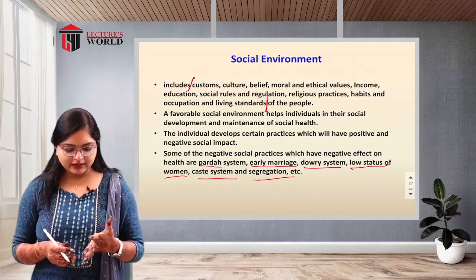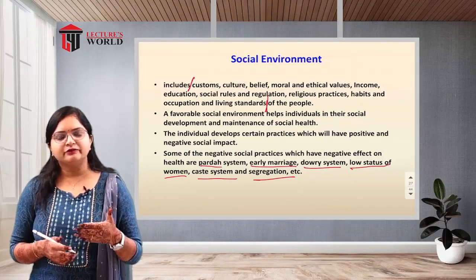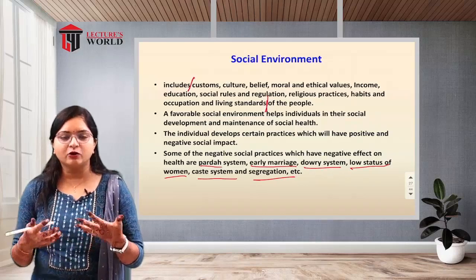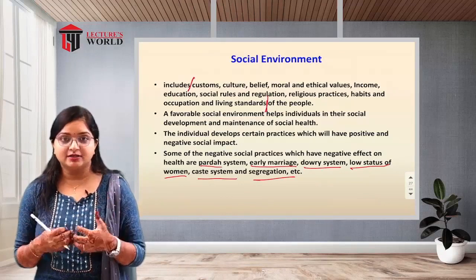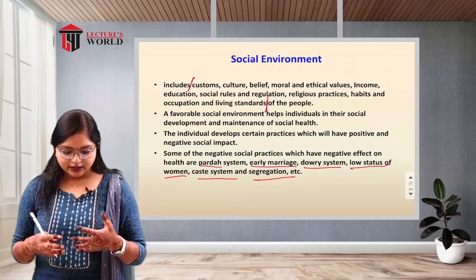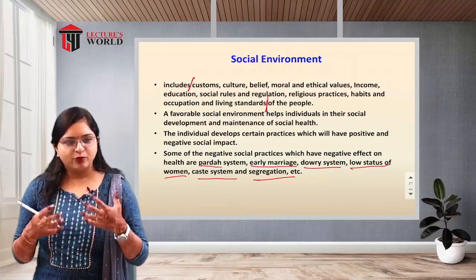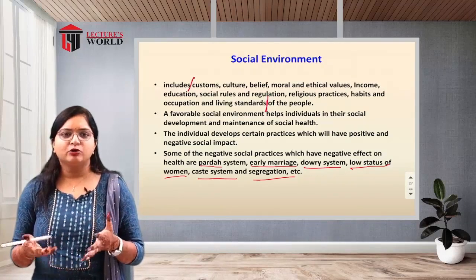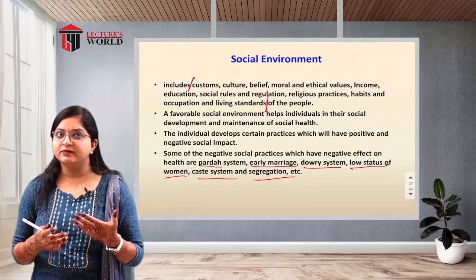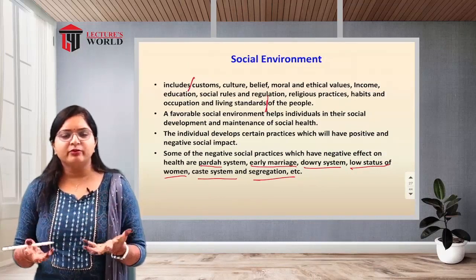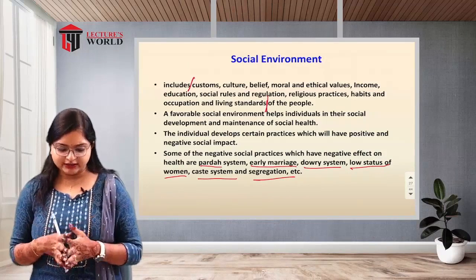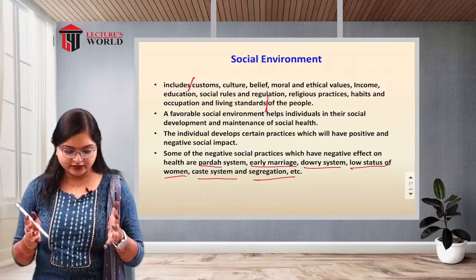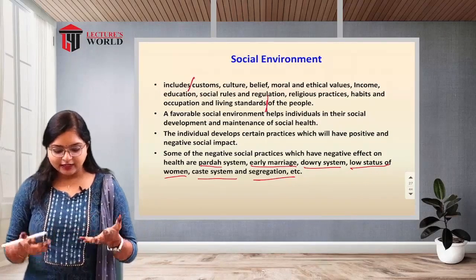If we take an example of the parda system, earlier it was very common, where a woman is kept in parda and cannot come out of it and cannot speak for herself. That parda system had a socially negative impact. Then early marriages were there in earlier times. Nowadays it is less, but it was very common earlier. Girl and boy were married in very early childhood, or in many societies newborn babies were married to each other. Dowry system was there, low status of women was there, discrimination based on the caste system was there, and segregation was there. So these are the factors which can have a negative effect on health.